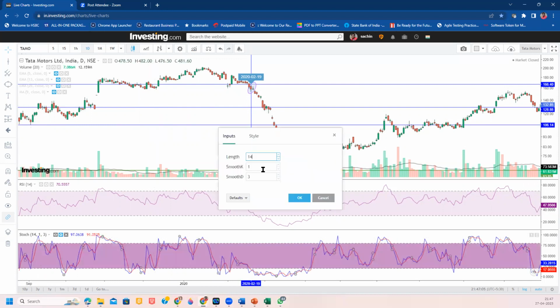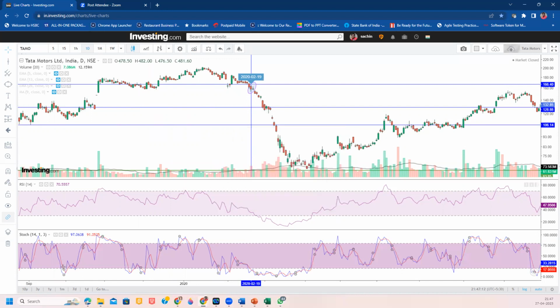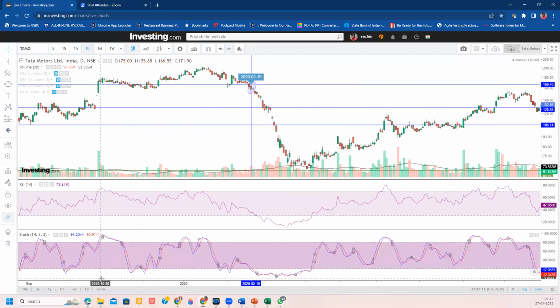Maybe just for smoother rendering or representation, we can make it smooth as a 3, so that this rendering of stochastic will be smooth. And we need to observe the same thing, what RSI and MACD are indicating. So I'm just selecting the vertical bar separately and putting it here. It is just for understanding purpose. In reality, you don't need to do this.